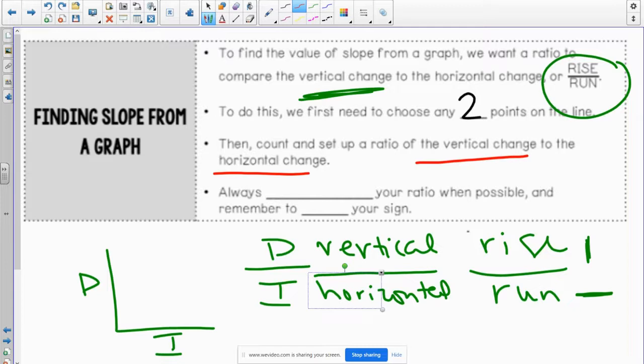Always remember to simplify, which in other words would be simplifying your fraction to lowest terms or your ratio to lowest terms when possible. And always remember to check your sign. So in other words, if it's a positive slope, so it's increasing from left to right, that means you're going to have a positive value. If it's a negative slope, then the ratio is going to be negative.